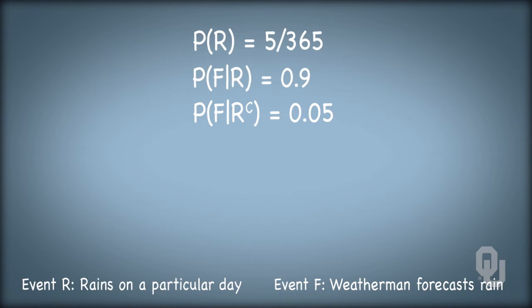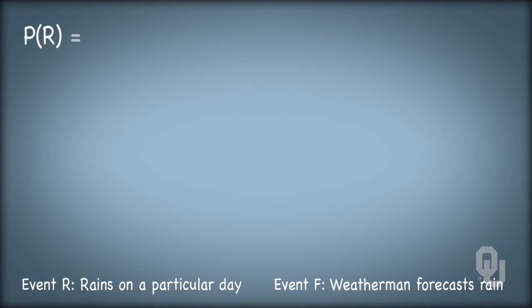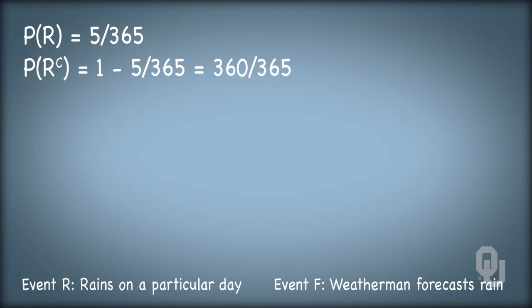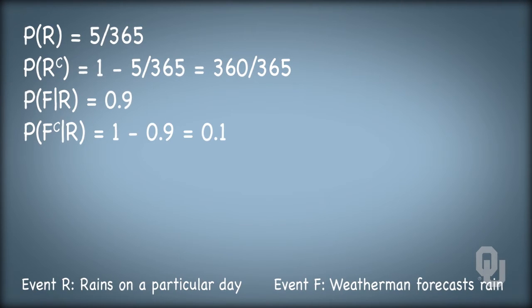So let's lay out everything we know. We know the probability of rain in general is 5 out of 365. Therefore, we know the probability of no rain, the probability of R complement, which is 360 out of 365. We know how good the weatherman is when it rains. That is, the probability of F given R, which is 0.9. Therefore, we can calculate how often he's wrong when it rains, the complement of 0.9, which is 0.1.